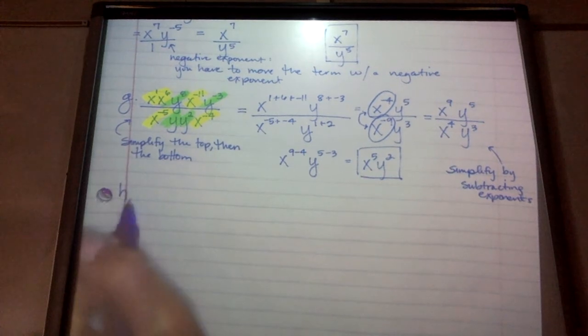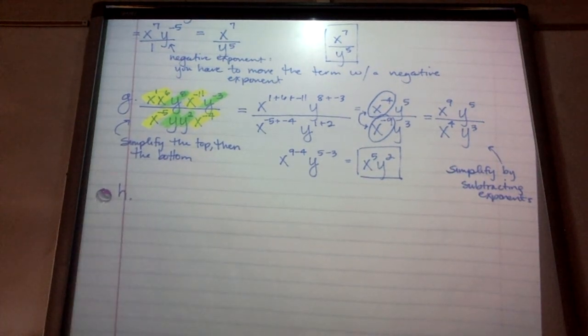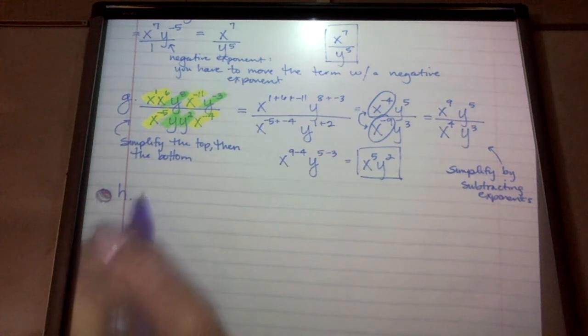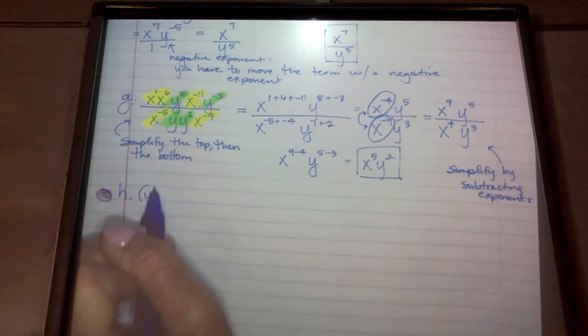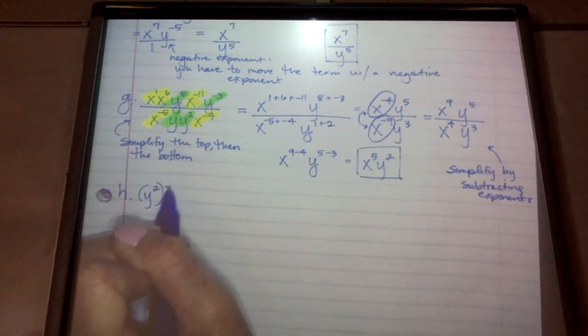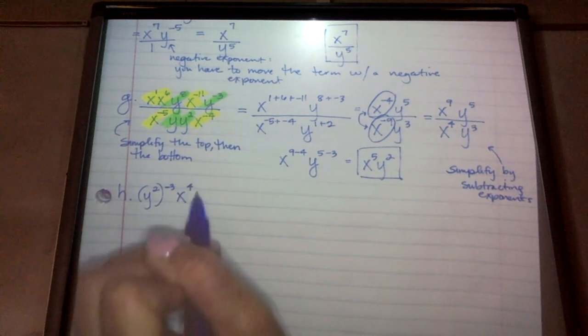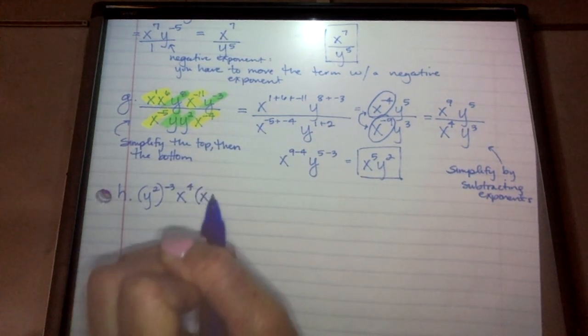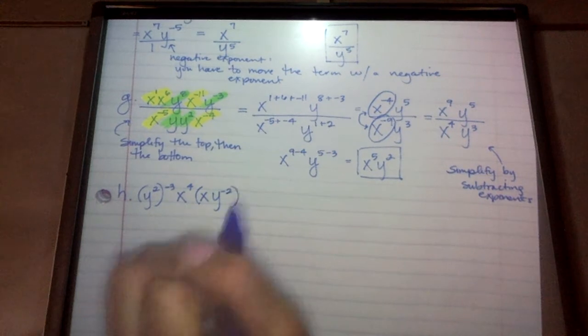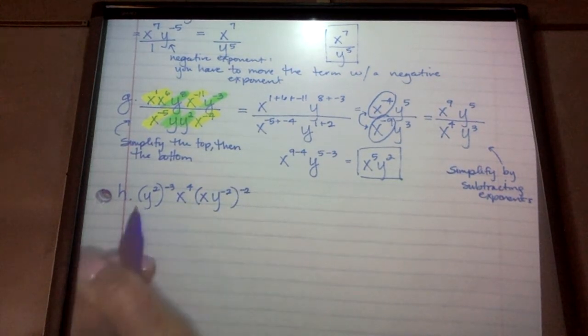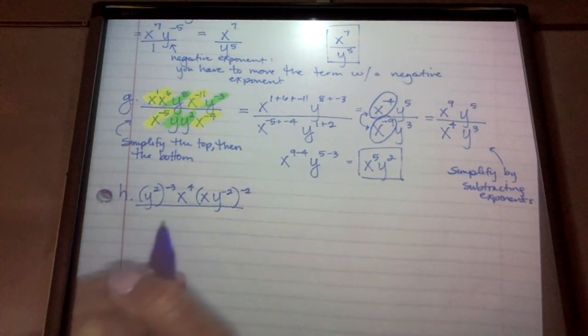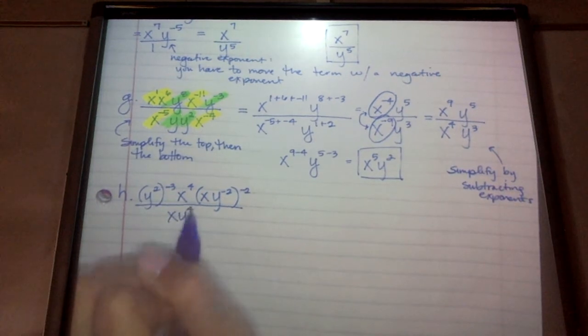Let's move on to part H. Now, you can pause the video and try H, and if not, we can just do it together. So I have y squared times negative 3, or to the negative 3rd, my apologies, x to the 4th, parentheses x, y to the negative 2, to the negative 2nd, all over x, y to the fourth.